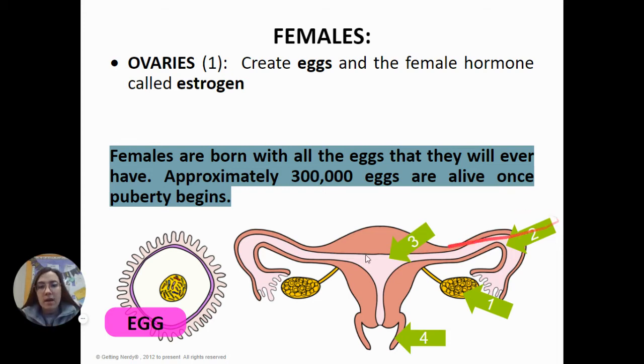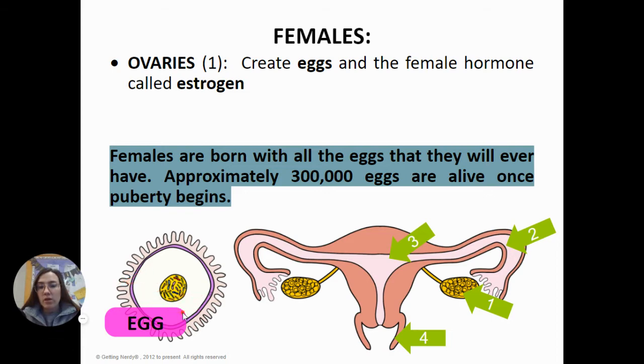Here's the difference. Ovaries hold the eggs that females are born with. Females are born with all the eggs they'll ever have. Testicles are constantly growing and creating new sperm, but ovaries are just holding the eggs as they grow. They are not making new eggs, okay? This means approximately 300,000 eggs are what's left alive once a female hits puberty. That's how many eggs that she has left. Only about 400 to 500 of them will ever actually leave the body. The others will end up staying and dying in there as she gets older.